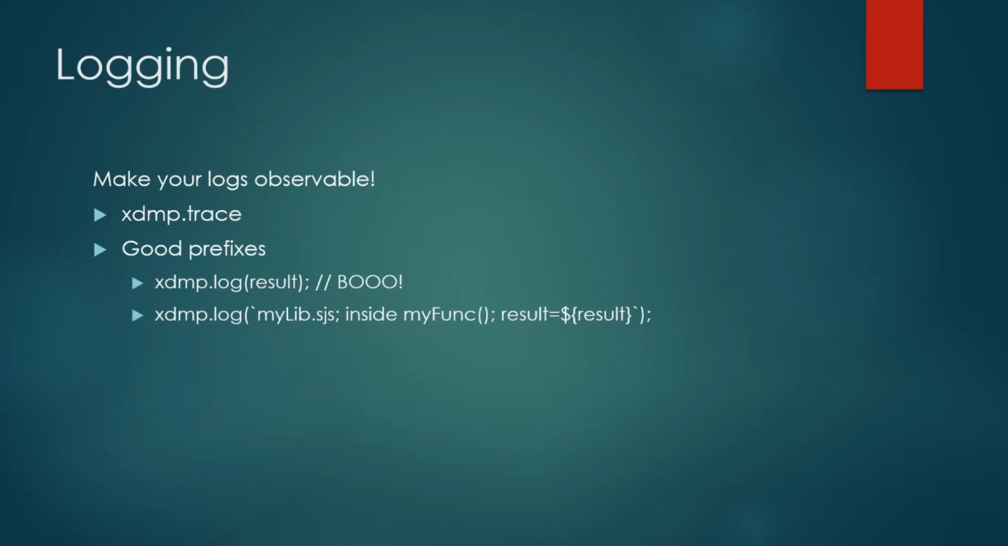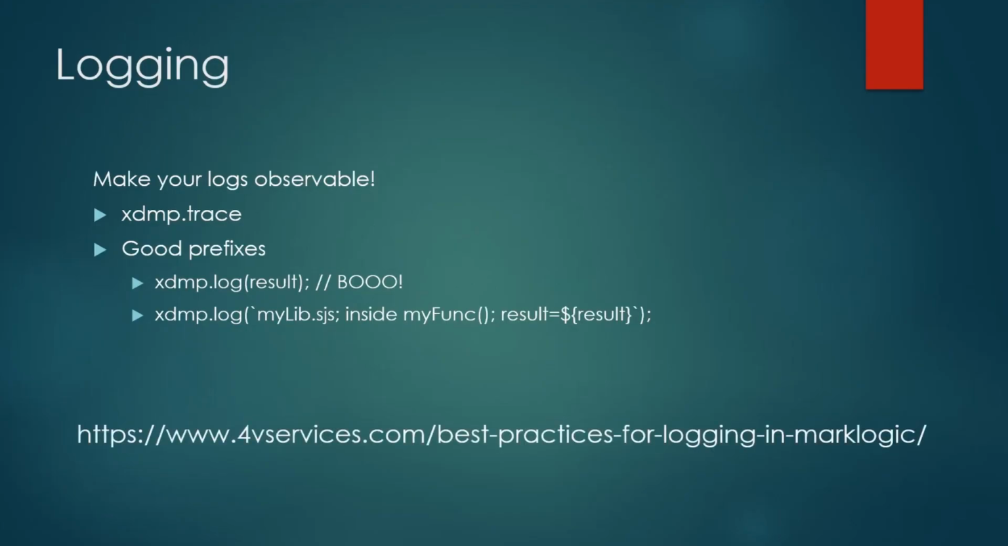My log messages usually have something like this. I've got the name of the code file that was running. Here's an indicator which function I was running. Here's the name of the variable that I'm providing, and here's the value. So now when I see this in a log file, I can really trace that back to exactly what was going on in the application. I've got much better stuff to work with. I actually have a blog post out there talking about best practices for logging in MarkLogic, so I invite you to check that out.